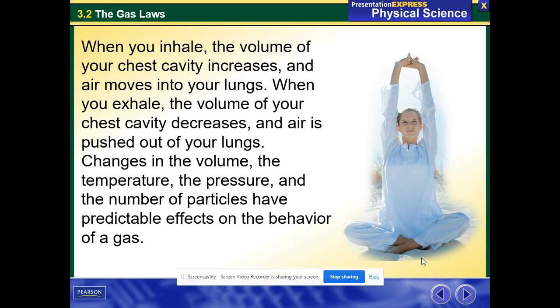When you inhale, in other words, breathe in, the volume or the amount of space within your chest cavity increases, and this actually forces air to move into your lungs. And then when you exhale or breathe out, the volume or space within your chest cavity is going to decrease, and this causes air to be pushed out of your lungs. Now, this change in volume and then changes in temperature and pressure and how many particles of gas are in your lungs versus out of your lungs actually help us predict how gases behave.